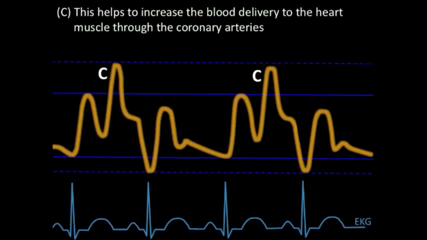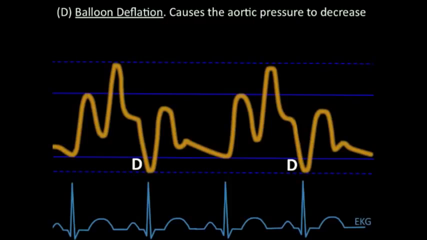And here we see the letter D. This stands for end of diastole. So this is where the balloon deflates and causes the aortic pressure to drop quite suddenly. And you can see that we're going from one end of the spectrum to the other real quickly. So these are huge swings, and we've actually dropped further than we normally would have in diastole.